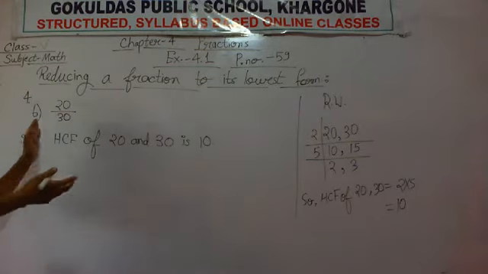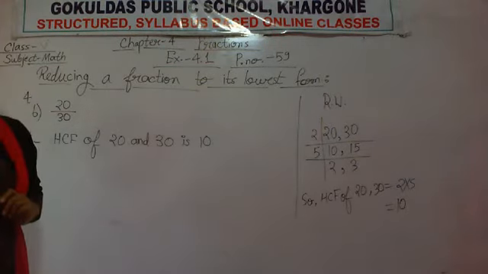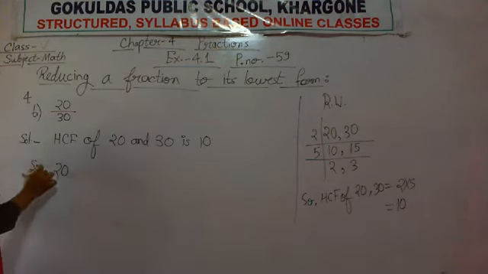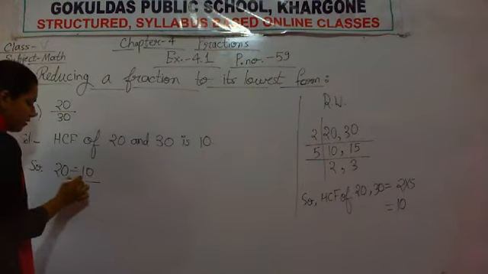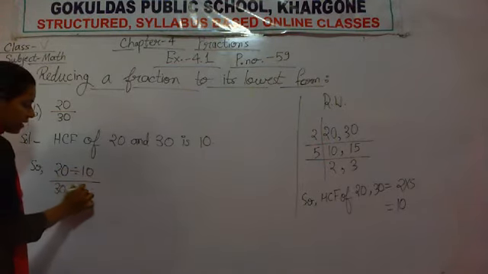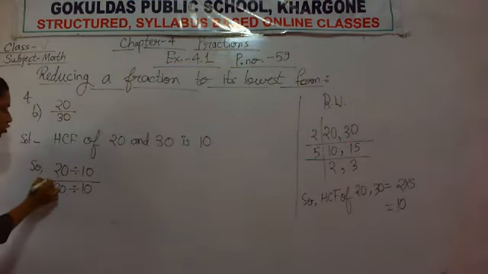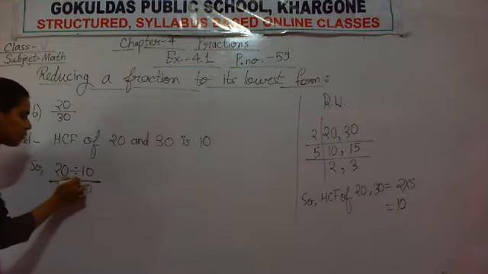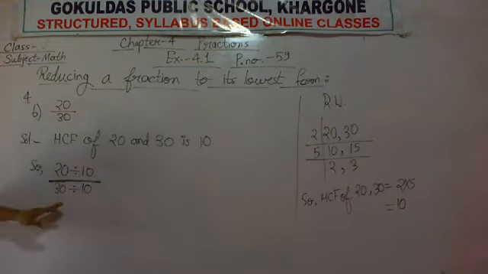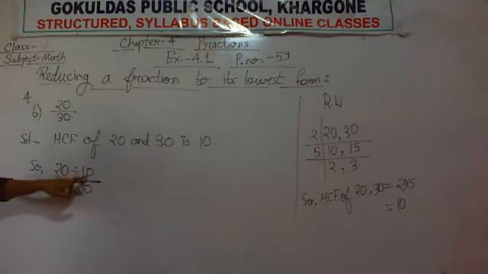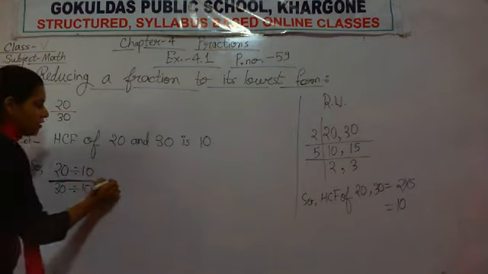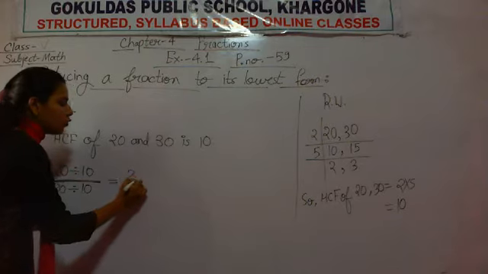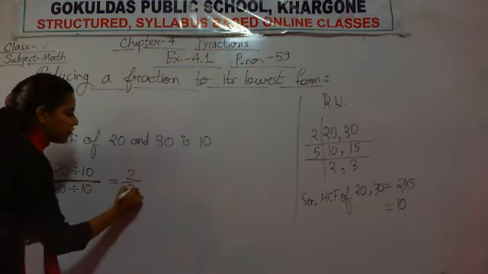Now the second step is to divide numerator and denominator by the HCF. So 20 divided by 10 upon 30 divided by 10. Remember, do not forget to make this bar. It is the fraction bar, the division bar. So remember to make it, okay? 20 divided by 10, 30 divided by 10 equals. When we divide 20 by 10, our result will be 2. When we divide 30 by 10, our result will be 3.